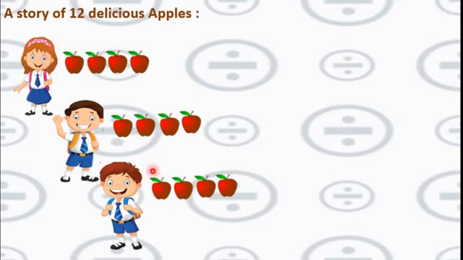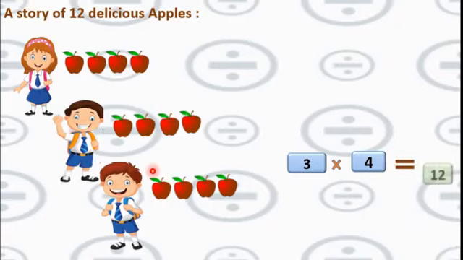Okay, we can write like this. How many children are there and how many apples they got? Number of children multiplied by number of apples they got means each child got 4 apples, isn't it? So 3 children got 3 multiplied by 4 equal to 12. Right? Same thing we will write in division form.